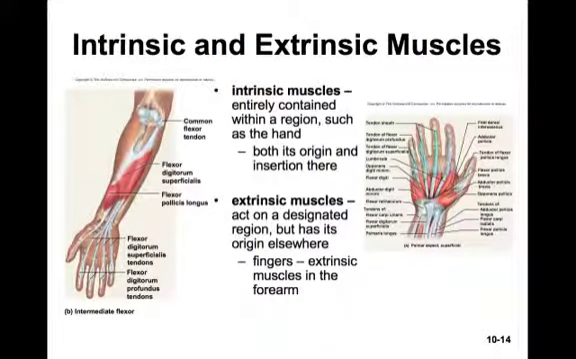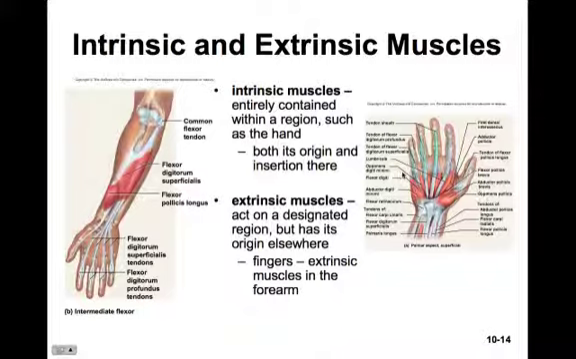In places like the tongue, the larynx, the back, the hand, and the foot, we distinguish between intrinsic muscles and extrinsic muscles. Intrinsic muscles are contained entirely within a region, such as the hand. Both the origin and the insertion are inside the hand. Here are some intrinsic muscles of the hand.